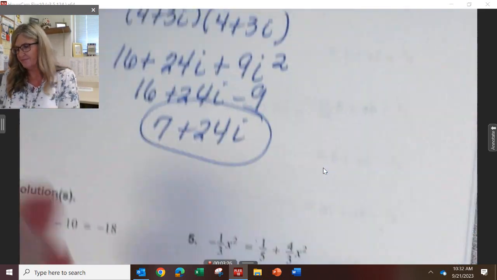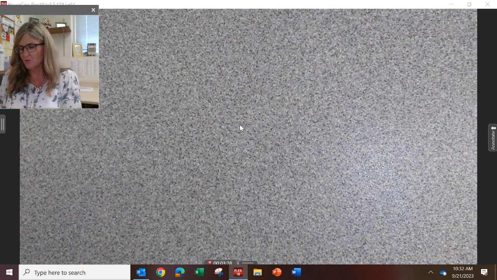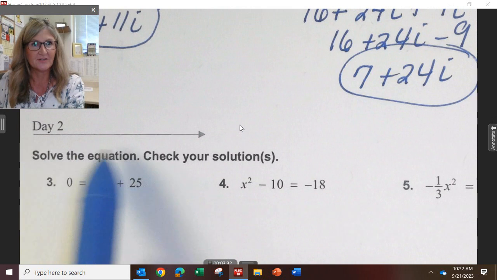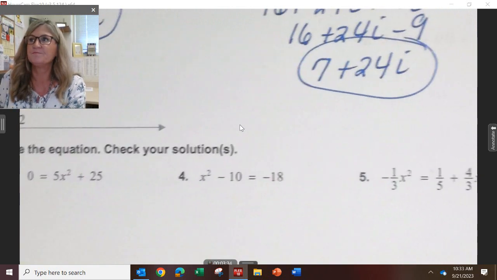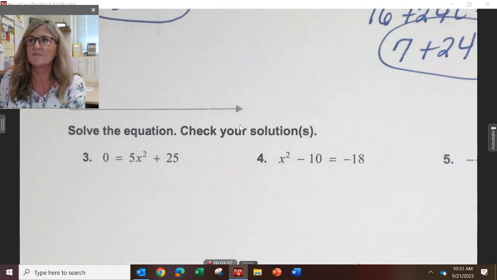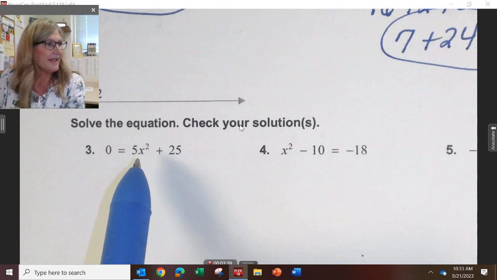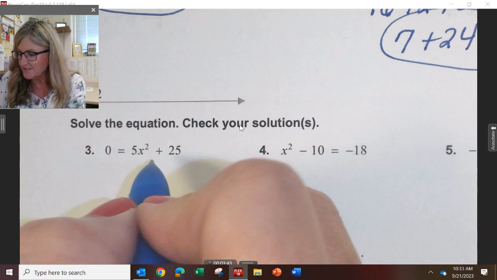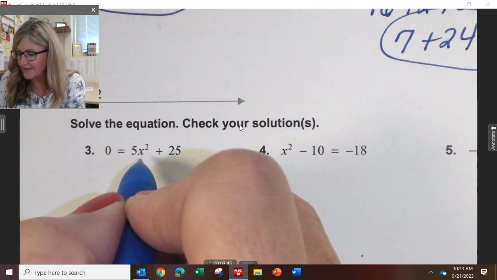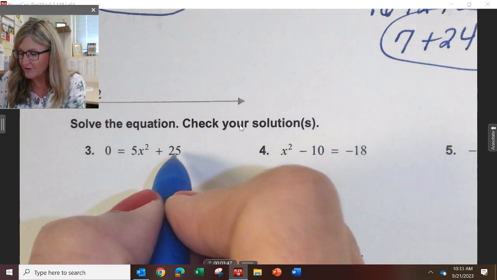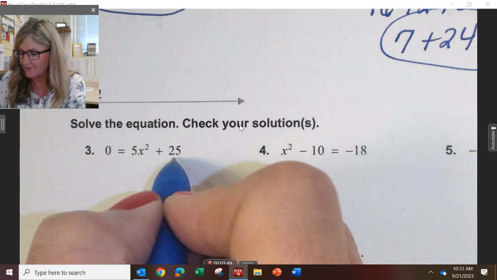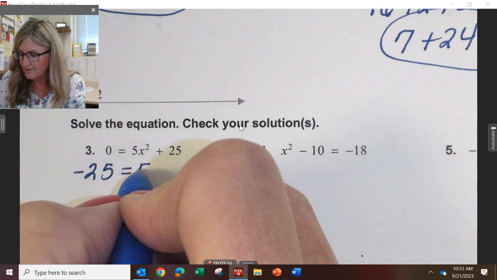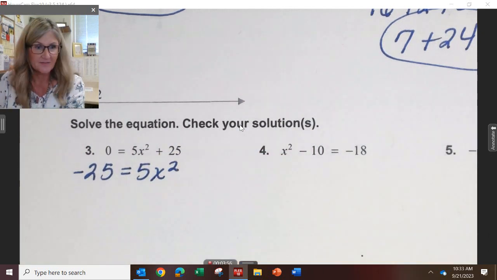All right. Here's where we pick up the notes. Scroll down until you get to here for day 2. Okay, this equation, let's go ahead and solve it. I can either take the 5x squared over here, or I can take the 25 over here. I think I'm going to take the 25 over here. And it's going to become negative.